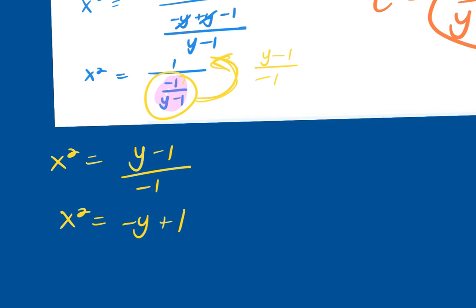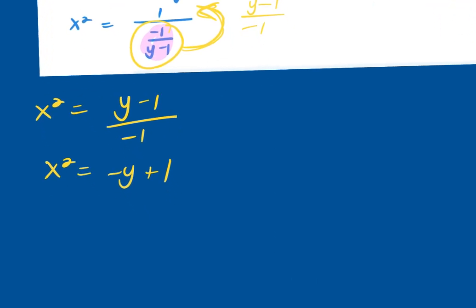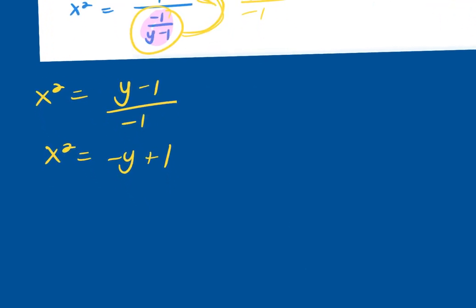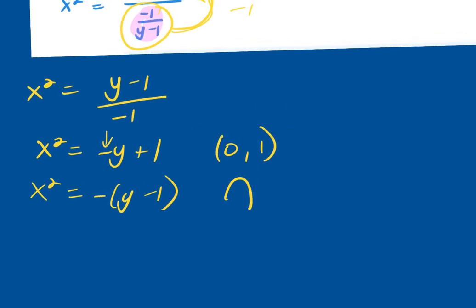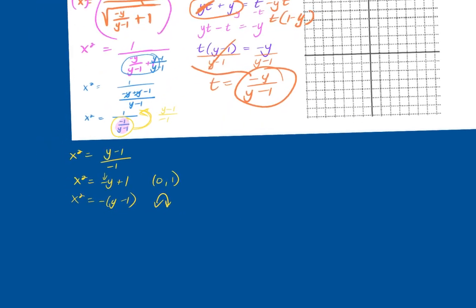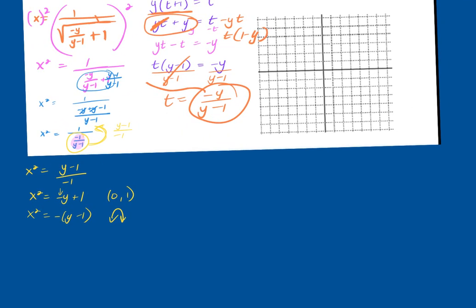So now tell me what you know about this parabola. Well, first of all, this negative can't stay here, right? This would be x squared equals negative y minus 1. Now what do you know? The vertex is 0, 1, and it's facing downward, pointing down. And again, that's really all you need to know. So 0, 1, pointed down.